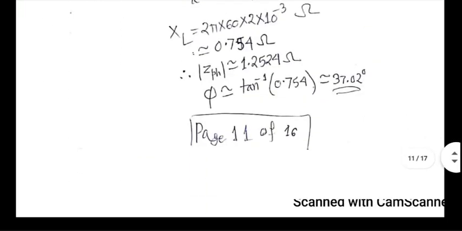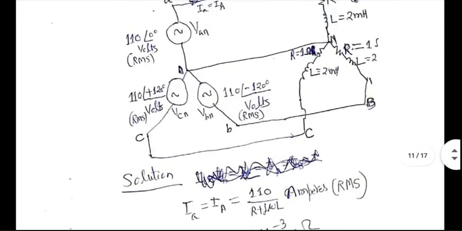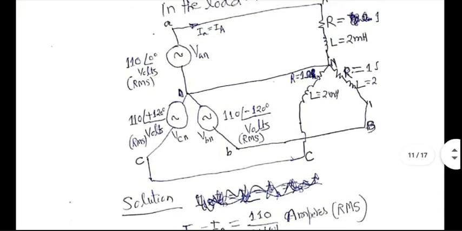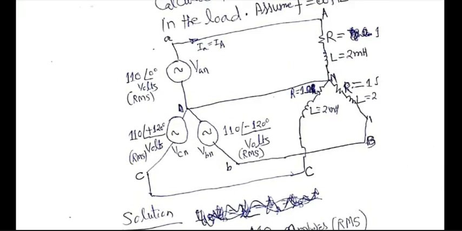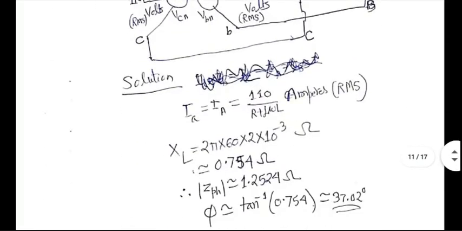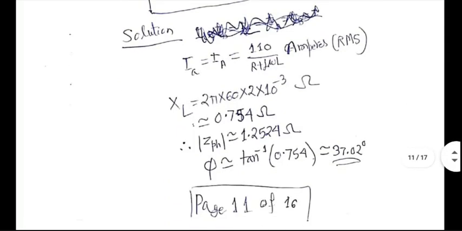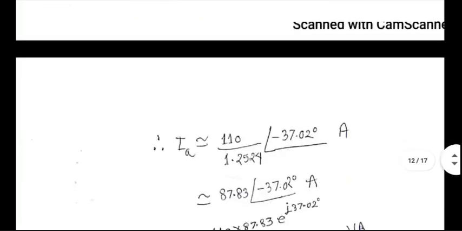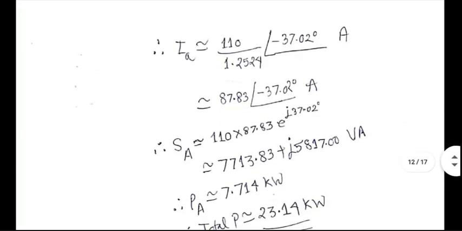So in phase A, the current is simply VAN divided by the impedance of branch A in the load, R plus j omega L. That calculation is easy to do. I get R plus j omega L converted into polar form as having a magnitude of 1.2524 ohm and a phase angle of 37.02 degrees. That goes in the formula. You do the calculation.